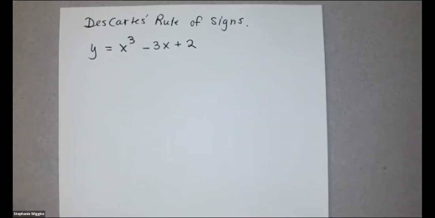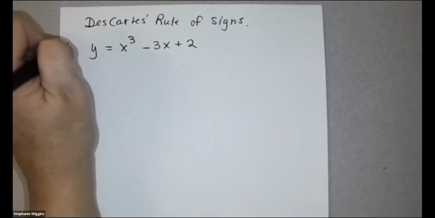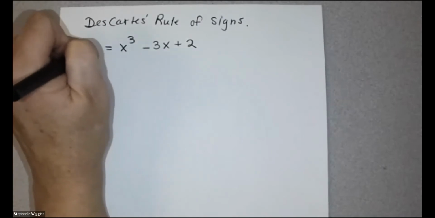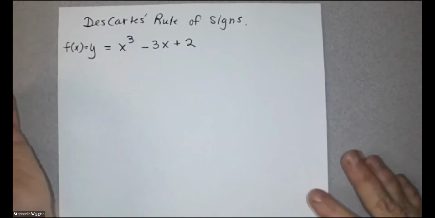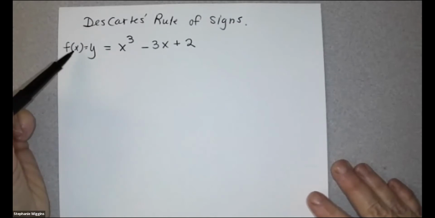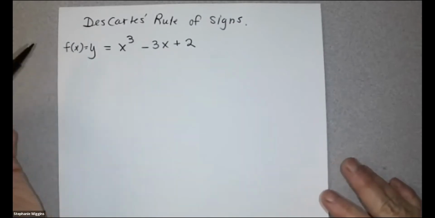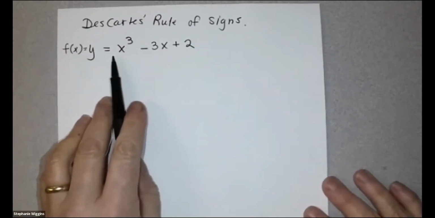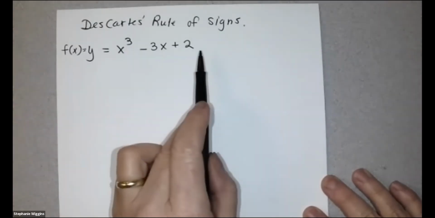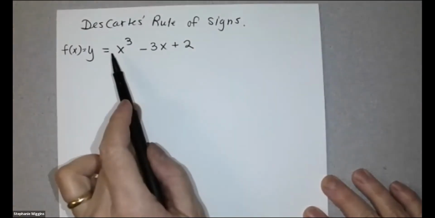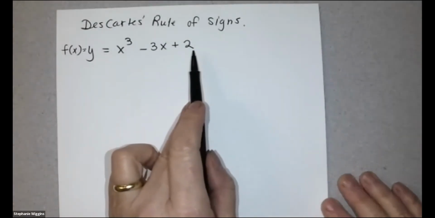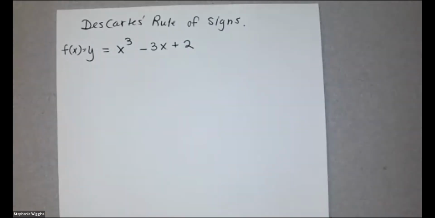All right. So think of this as f of x, y equals f of x. When I look at the change in sign, I start at the front here and make sure it's in the proper order. You wouldn't want this 2 in front of the x cubed. You want it in the proper order. And I look to see how many changes in sign there are.